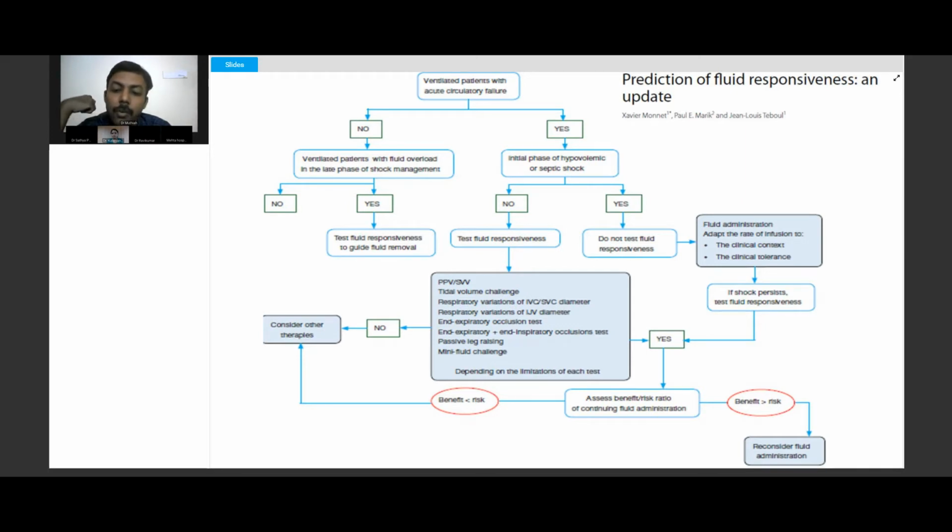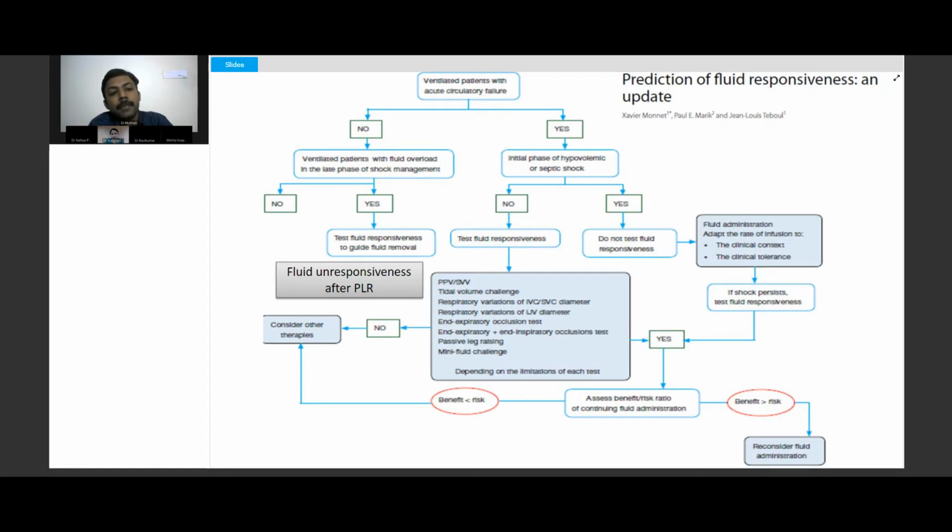Otherwise, you consider other therapies of fluid removal. And again, here in ventilated patients, you check fluid responsiveness to guide fluid removal too. Like you do a passive leg raise test to check fluid unresponsiveness. If there is no cardiac output rise or improvement in BP or other things after doing a fluid responsiveness test, then this patient is not going to respond to fluids, and in fact he'll get better with removing fluids.